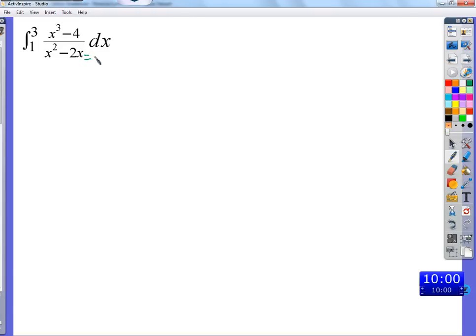Okay, math, here we go. I tried using this for u and this for du, but it doesn't work because that has a higher power. Cool. So we can do long division. Don't mess it up.